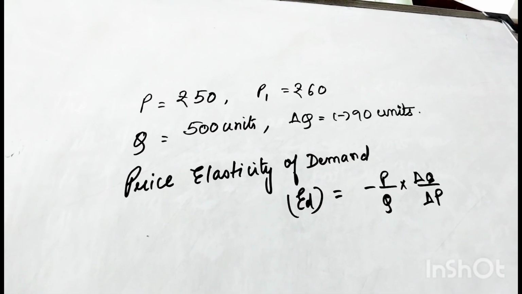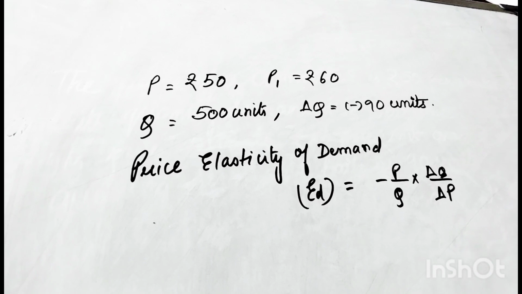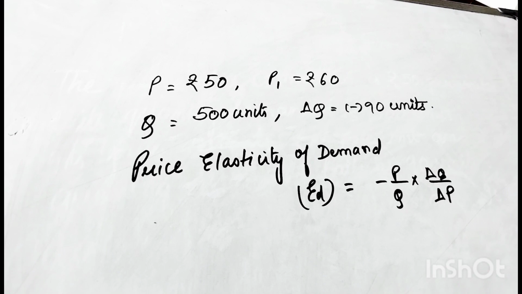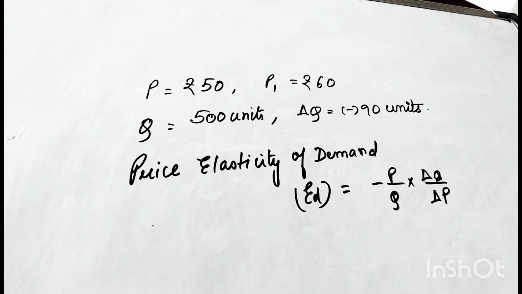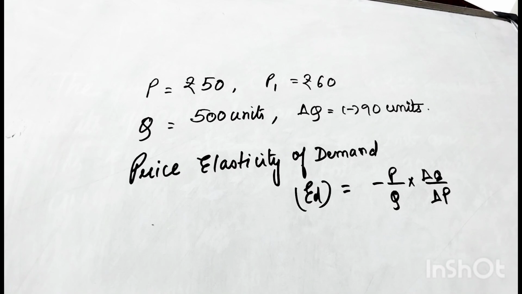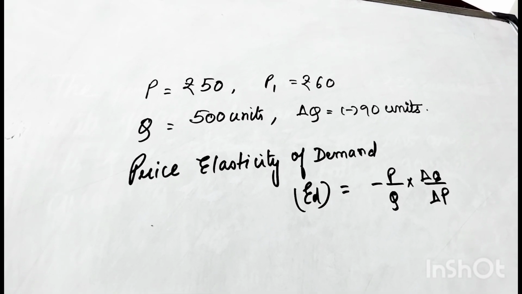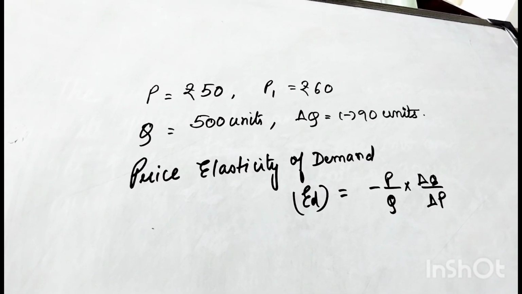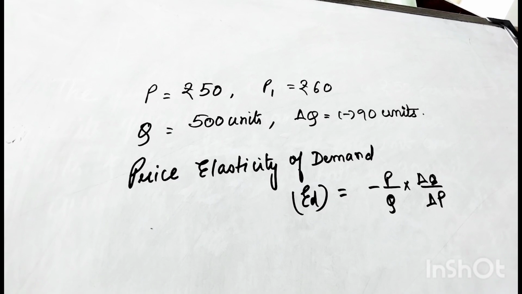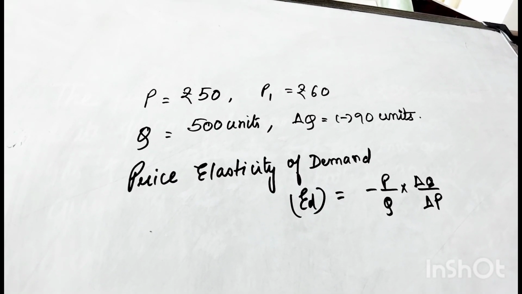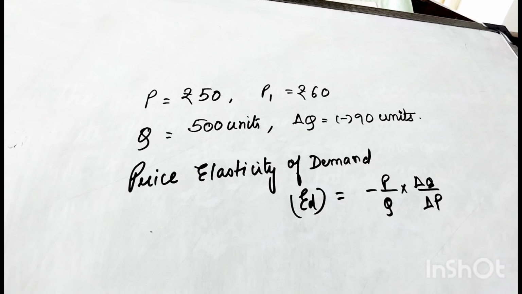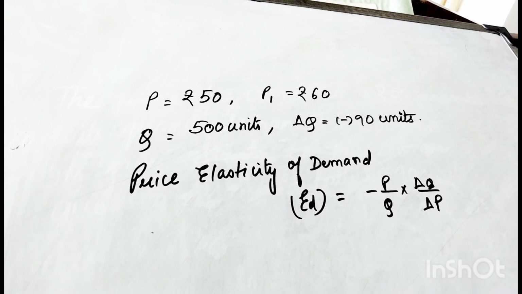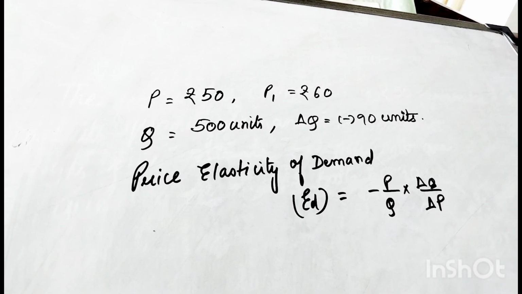See what was given in the question. Your initial price was rupees 50 and the initial quantity demanded was 500 units. Next, when the price rises to rupees 60, your quantity demanded falls by 90. It is not telling how much your quantity demanded falls to, but it is telling falls by 90. That means that is your change in the quantity demanded, del Q. What is del Q? Minus 90. Why minus 90? Because it is telling falls by. That is why it is written minus 90.